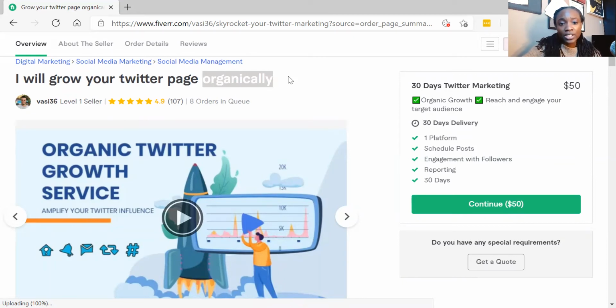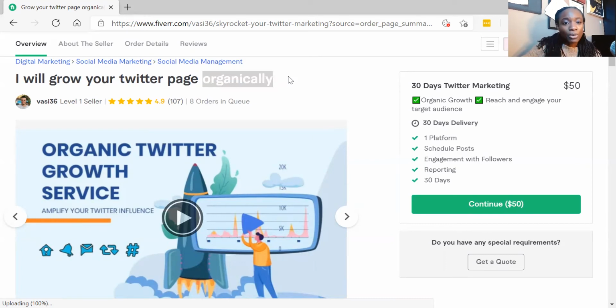It actually is a service where they figure out what your target audience is, who are the types of people that would be interested in your brand, your products, who you are, and it starts engaging with those people, and those people are actually real people on Twitter. They look through your feed and see if they want to follow you, and then they follow you.